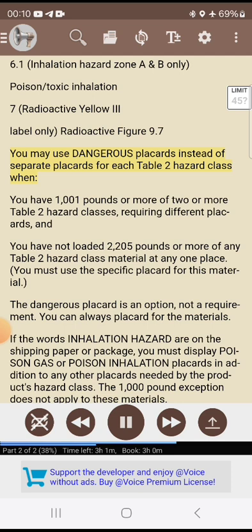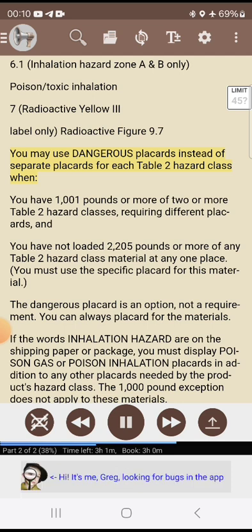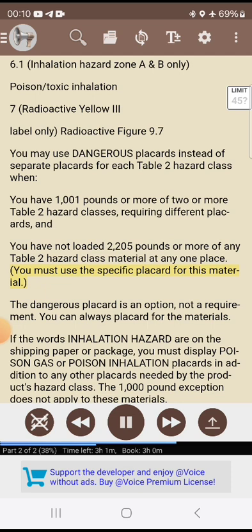You may use dangerous placards instead of separate placards for each Table 2 hazard class when you have 1,001 pounds or more of 2 or more Table 2 hazard classes, requiring different placards, and you have not loaded 2,205 pounds or more of any Table 2 hazard class material at any one place. You must use the specific placard for this material. The dangerous placard is an option, not a requirement. You can always placard for the materials.